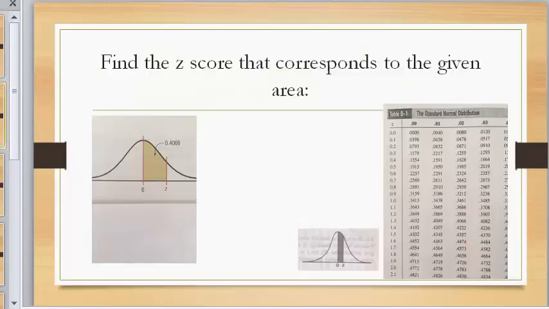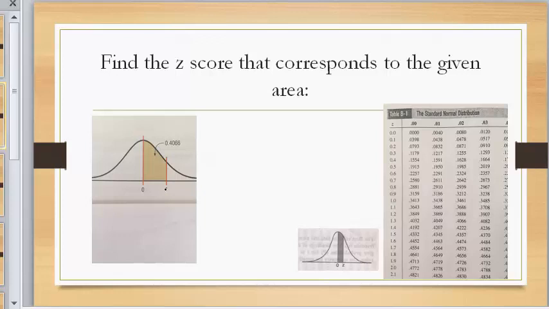So we'll begin with this example. They give us a picture and they tell us to find the z-score that corresponds to the given area. So we know that the area between 0 and some z-score is equal to 0.4066. And our job is to figure out what this z-score is.